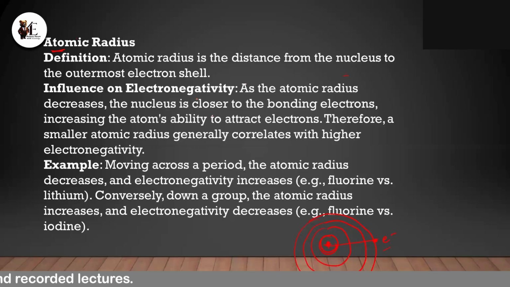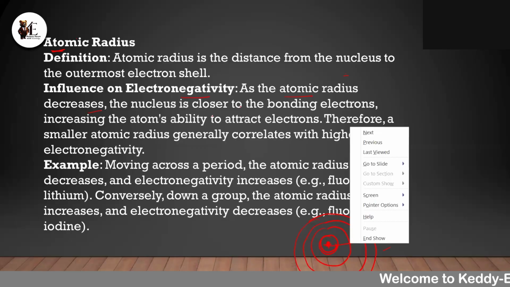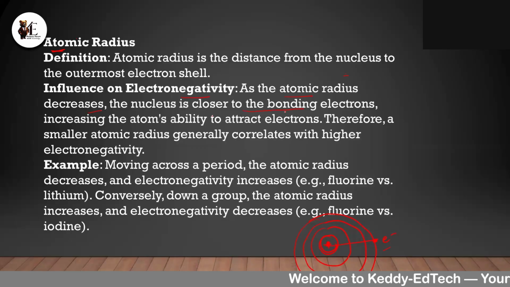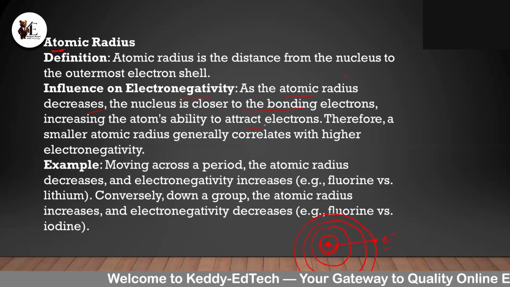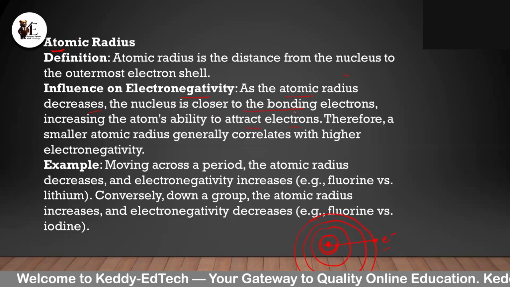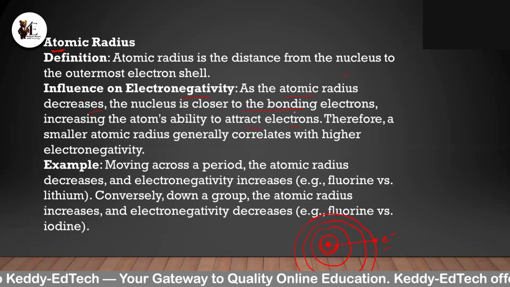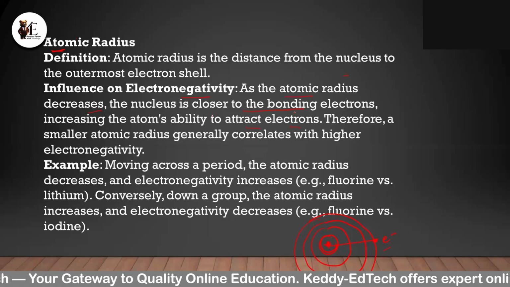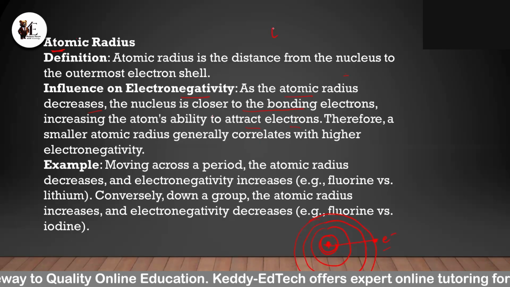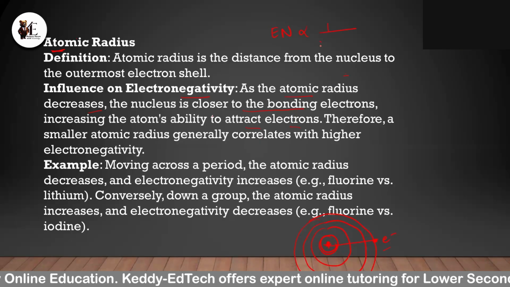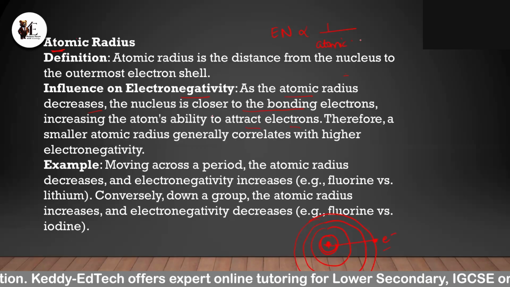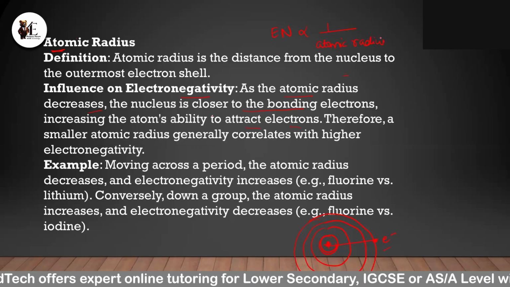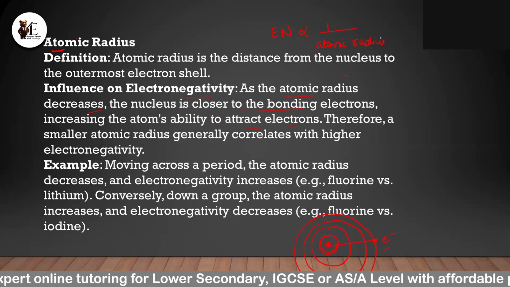Now, how this atomic radius affects electronegativity is that when the atomic radius decreases, the nucleus is closer to the bonding electrons. If it is closer, then it is more powerful to attract electrons. It increases the atom's ability to attract electrons. So if you have a smaller atomic radius, you have greater electronegativity. So we understood that electronegativity is inversely proportional to atomic radius. If atomic radius is smaller, then electronegativity is high, and the tendency to attract a pair of electrons is high.